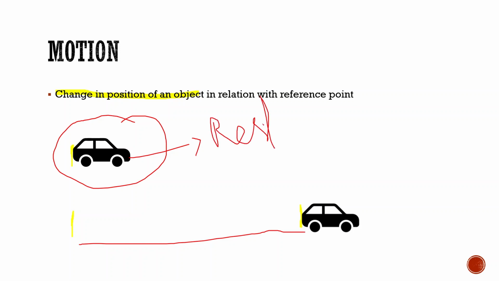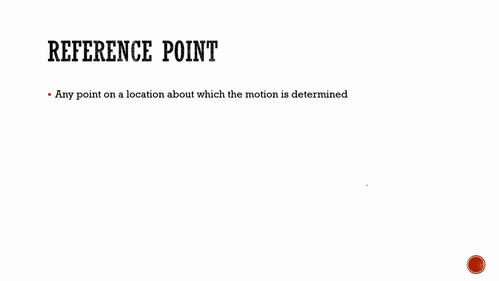The object is at rest. Sorry for this bad handwriting. So it is at the origin. It has not changed position. So the object is at rest. But in case 2, it has moved from its reference point through a distance. So the object has taken up motion. Change in position of an object in relation with a reference point is known as motion. So we have learned the reference point.